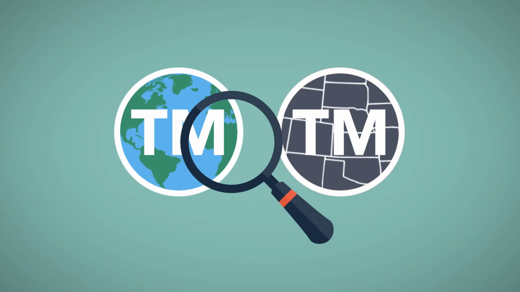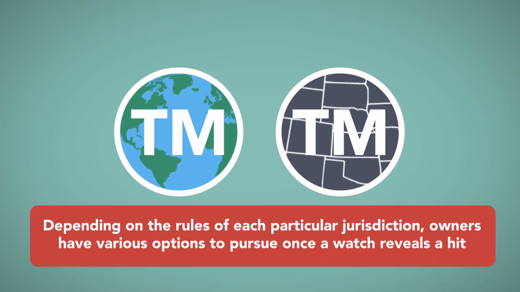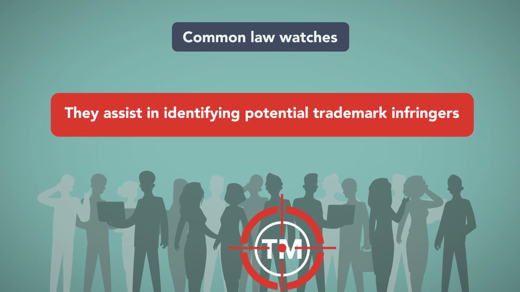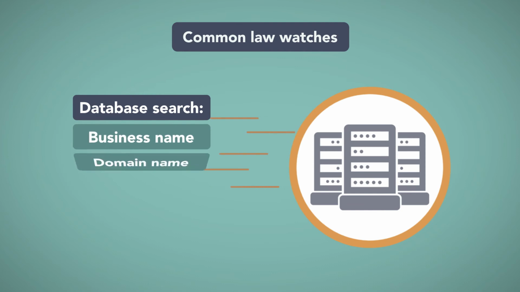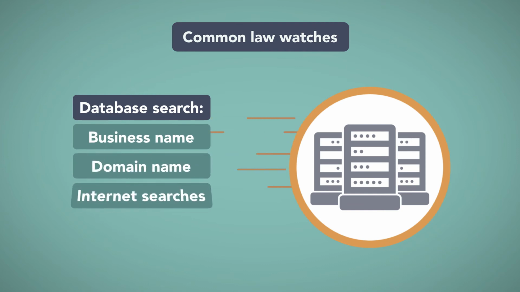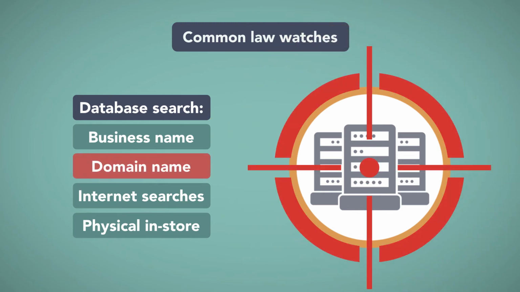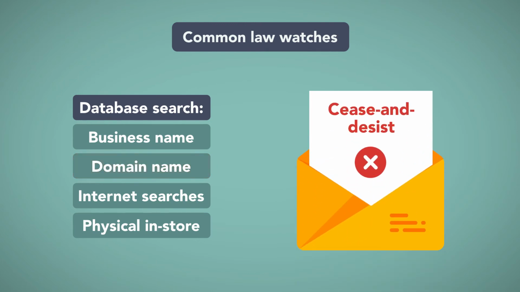State watches and international watches serve the same purpose, allowing trademark owners to stop potentially conflicting marks before they are registered. Depending on the rules of each particular jurisdiction, owners have various options to pursue once a watch reveals a hit. Common law watches serve a different purpose. They assist in identifying potential trademark infringers. Common law watches include searches in business name databases, searches in domain name databases, internet searches, and physical in-store searches. If a common law watch uncovers a potential infringer, the trademark owner can send a cease and desist letter, which we will discuss shortly.